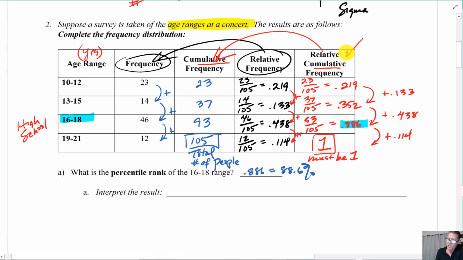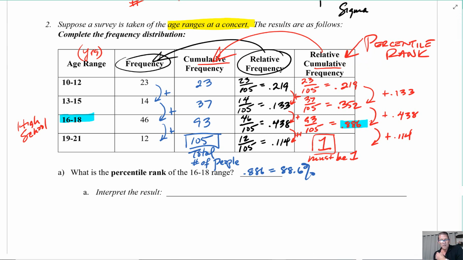So this right here is what's called the percentile rank. It's just another name. Percentile rank. It's the same as the relative cumulative frequency there. So what does that mean? It means that 88.6% of all the students are less than or equal to, at or below 16 to 18 years old in the concert.